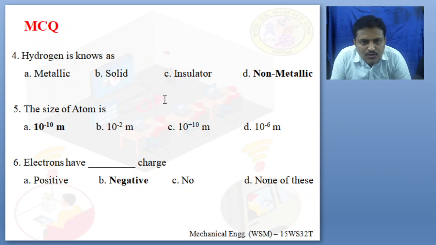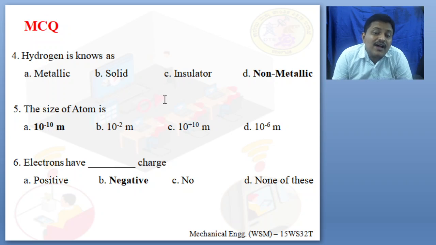Let us see the fourth question. Hydrogen is known as. Hydrogen is one of the special elements which I mentioned. Whether it is metallic, solid, insulator or non-metallic. Even though it is attracted to the cathode, we will consider it a non-metallic element. It is non-metallic in nature. So the answer for the fourth one is option B.